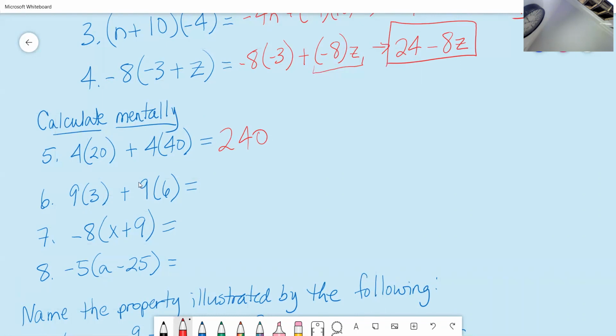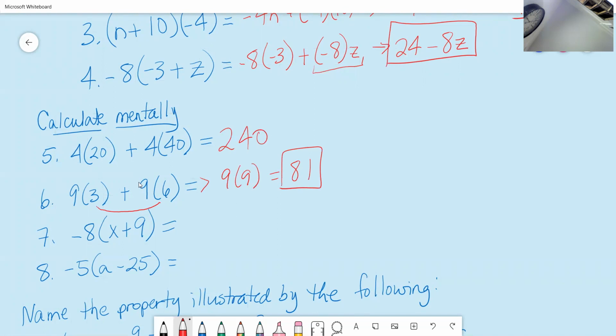Or like in number 6, you can use the distributive property. Well, you know that 3 plus 6 is 9. So this is really just 9 times 9, which again, if you have memorized your multiplication tables, you know very quickly is 81.